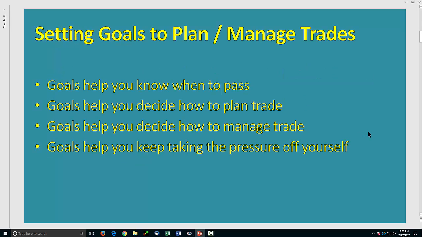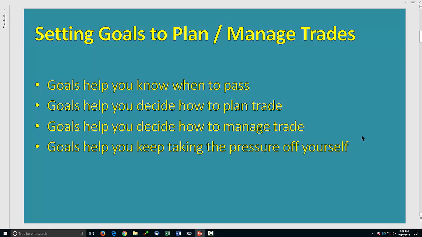So the first thing you need to know is, in order to plan a trade, you need to have standards. You need to have objectives or goals to plan to. And so we need to have some SMART goals. And these goals will help tell you when to pass on a trade, help you plan the trade correctly, help you decide how to manage that trade once you're in it, and then allow you to keep taking pressure off because you planned your trade well to achieve your goals.